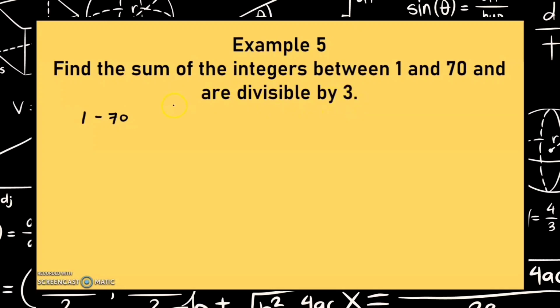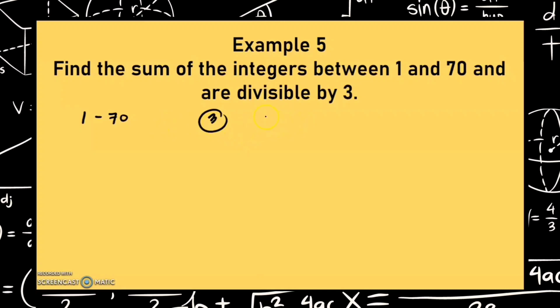Okay, so the first thing that we need to do here is to identify the first and last terms of the given problem, no, which are divisible by 3. So 1 to 70, what do you think is the first integer that is divisible by 3 between 1 to 70? Okay, sige po, 1, 2, 3, no? So 3 is the first integer that is divisible by 3. So meaning, on the given sequence, our first term will be 3.